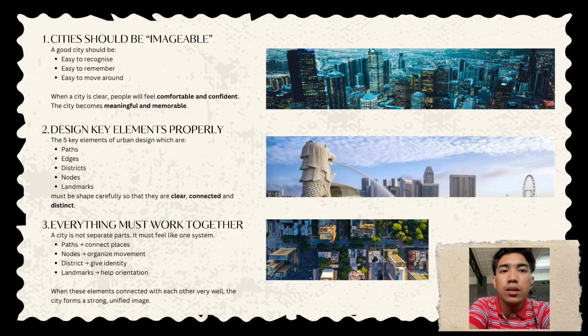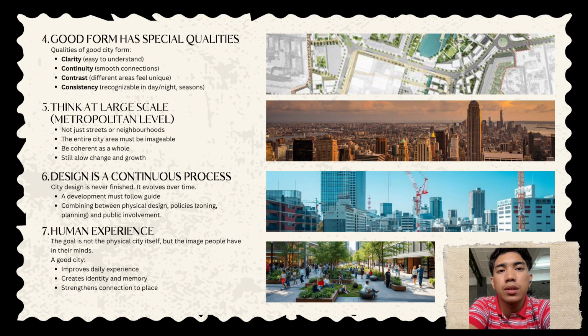The key idea here is that cities should be imageable. This means people can easily recognize, remember and navigate through the city. When a city has a strong image, people feel more comfortable and confident moving through it. To achieve this, Lynch introduces the 5 elements of urban design, which are paths, edges, districts, nodes and landmarks, as mentioned earlier. Each of these elements must be clearly designed and connected.